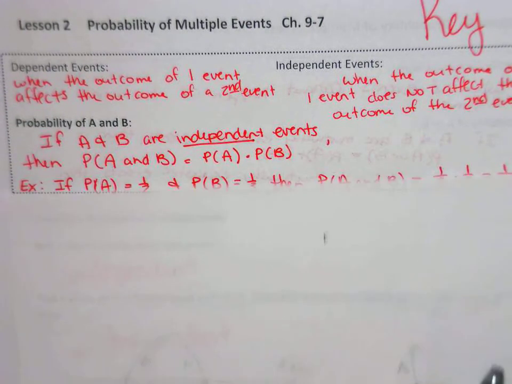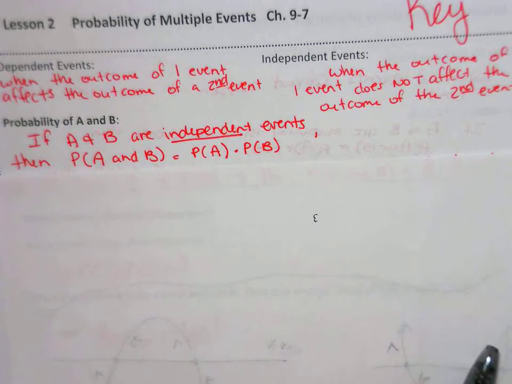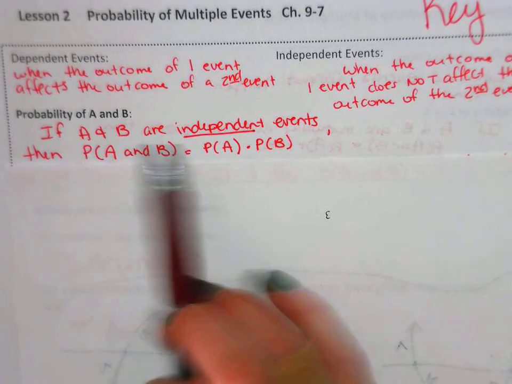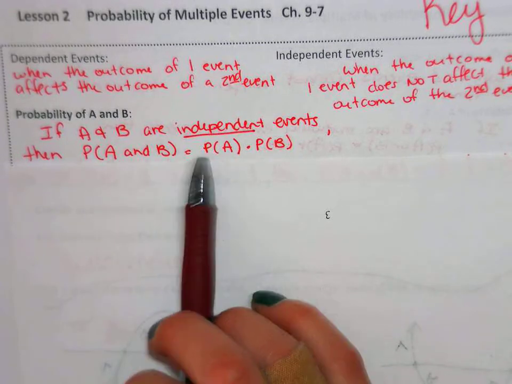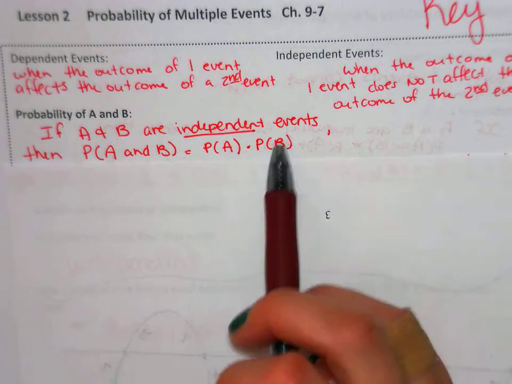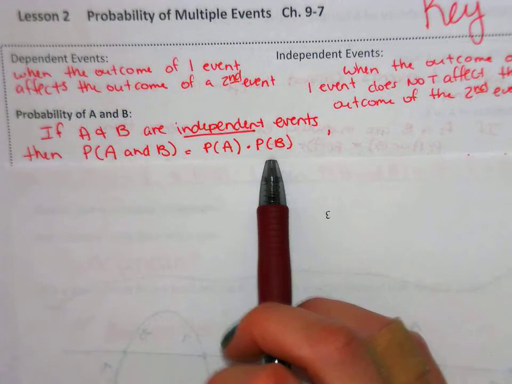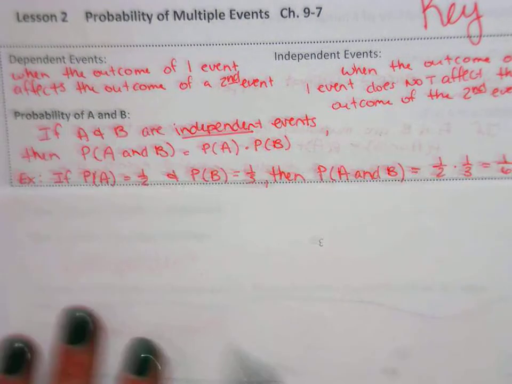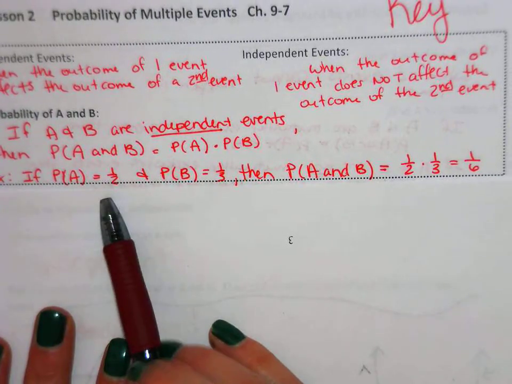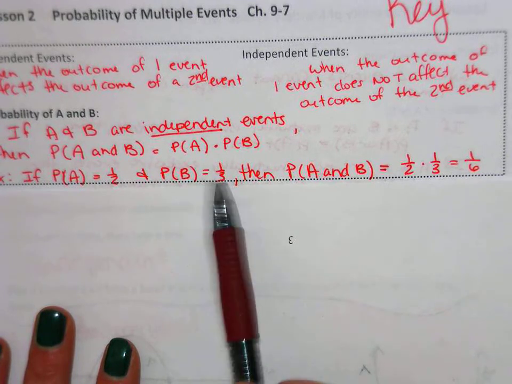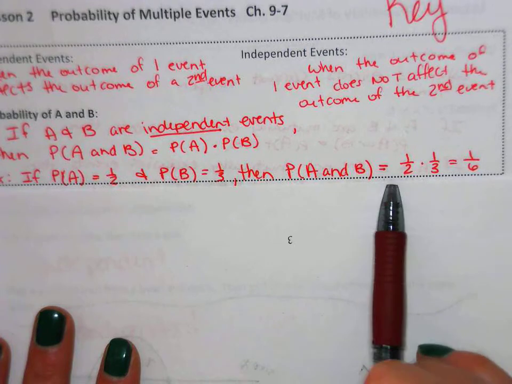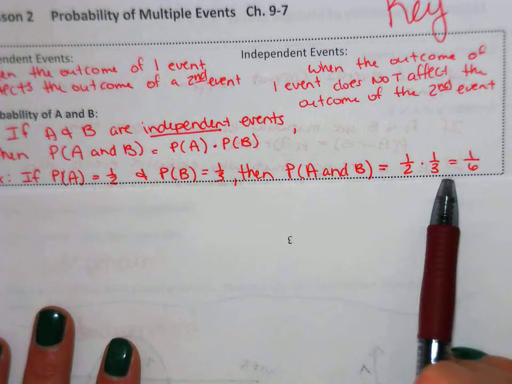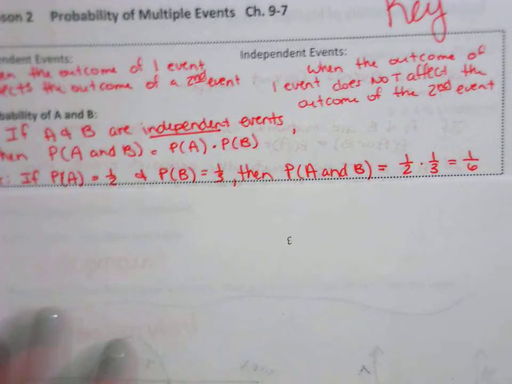So if we want to find the probability of A and B, if A and B are independent events, then the probability of A and B equals the probability of A times the probability of B. So for example, if the probability of A equals 1/2 and the probability of B equals 1/3, then the probability of A and B equals 1/2 times 1/3, which equals 1/6.